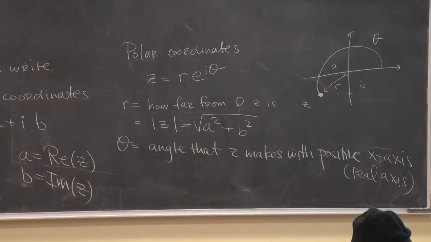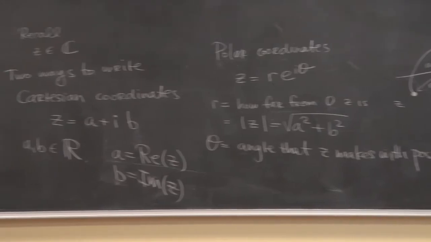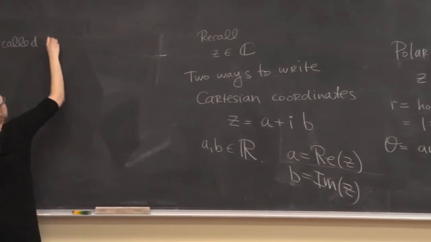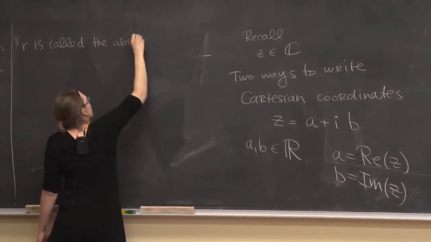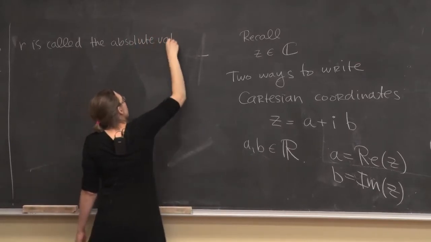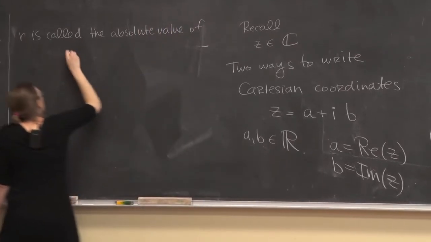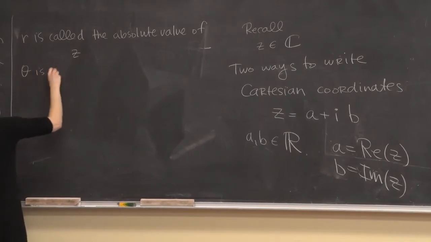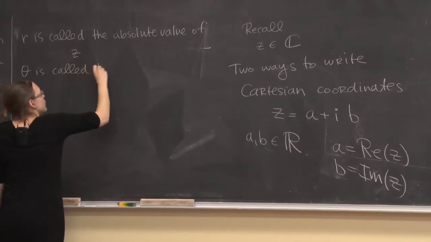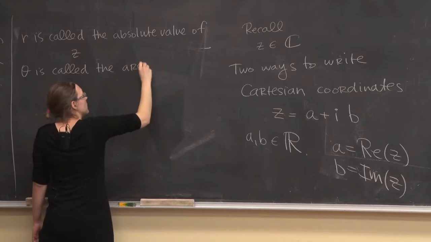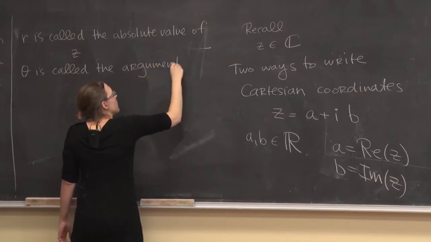Theta, so r is called, so I said it, but I'll just write it down. The absolute value of z, and theta is called the argument of z.